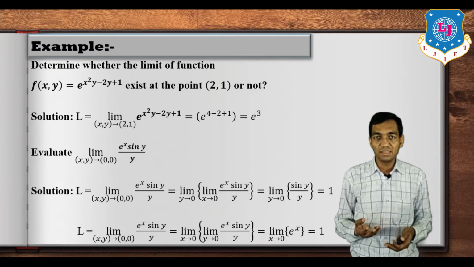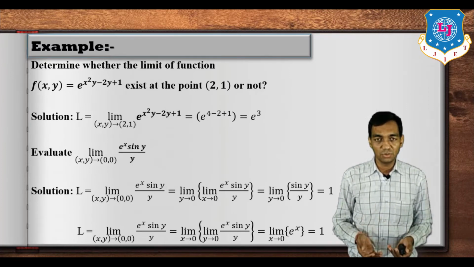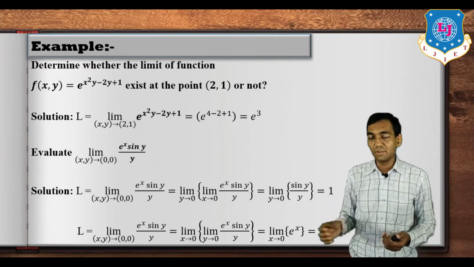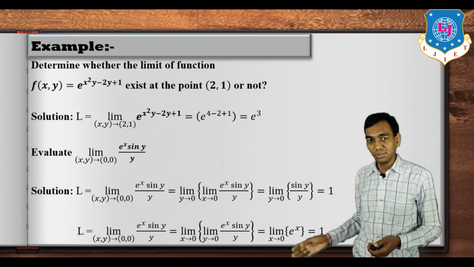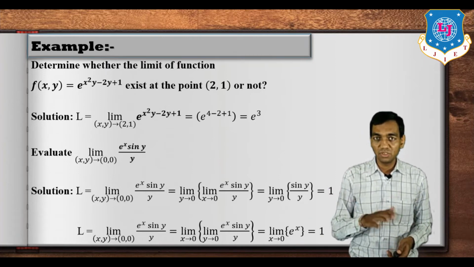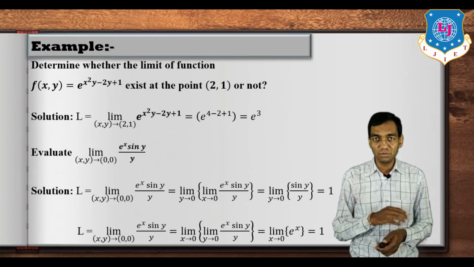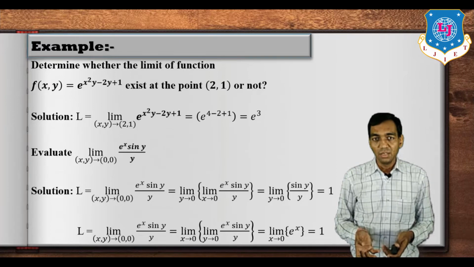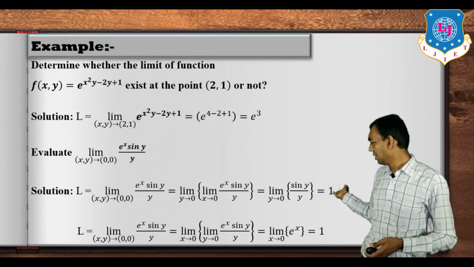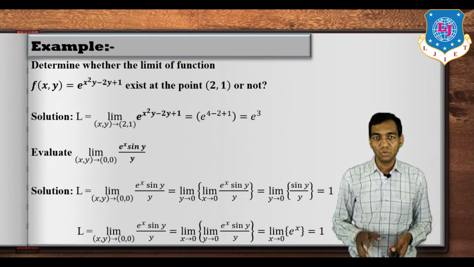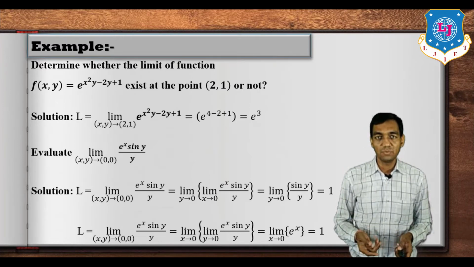And sin y upon y has a value 1 where y tends to 0. In the same manner, secondly, if we are going to find the limit x tends to 0, limit y tends to 0, e raised to x sin y upon y, then e raised to x is constant with respect to the limit, so it will go outside of the limit, and sin y upon y has a value 1. Then you will have limit x tends to 0 of e raised to x, and that has a value 1. So in both cases you have a limit 1, therefore the limit exists and it has a value 1.